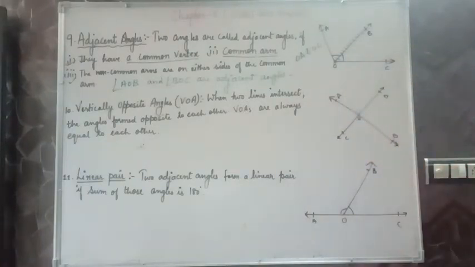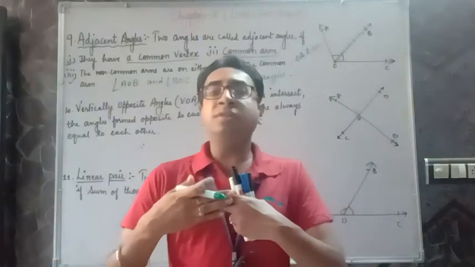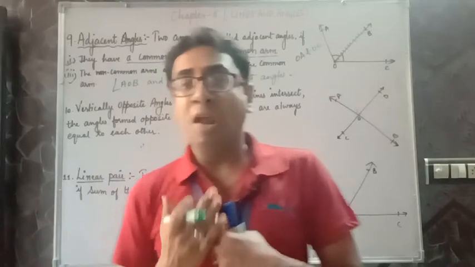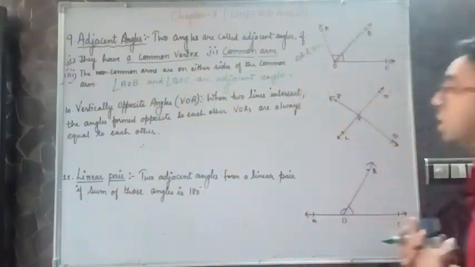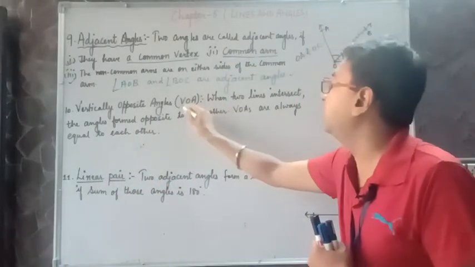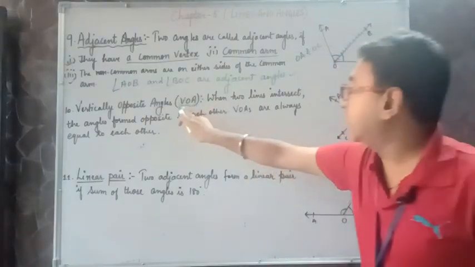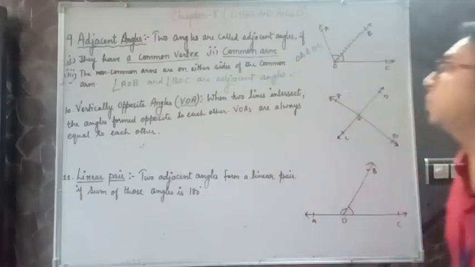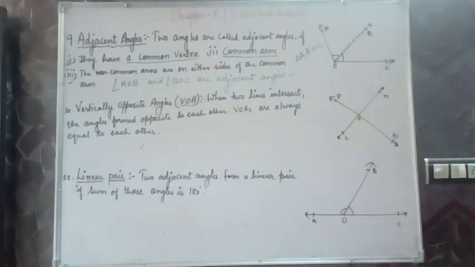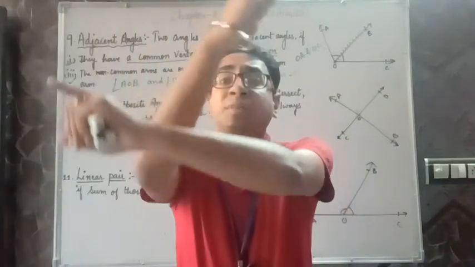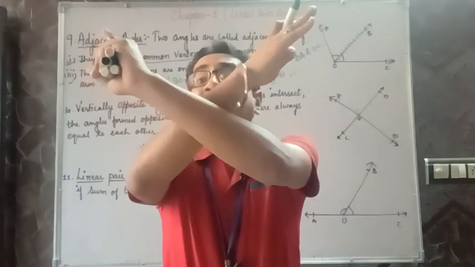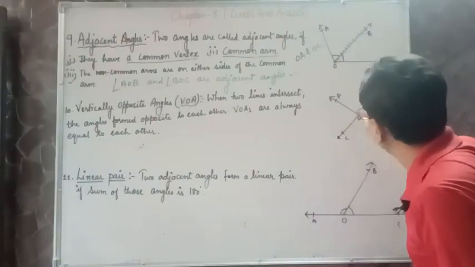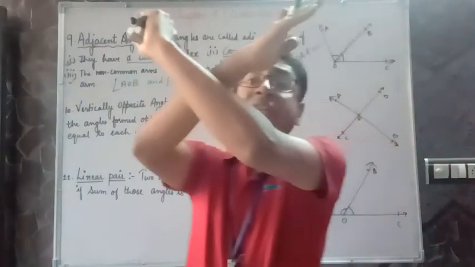Next, vertically opposite angles. If you are listening to me, you are directly vertically opposite to me. Vertically means almost 90 degrees. How do we represent vertically opposite angles? VOA: V stands for vertically, O stands for opposite, A stands for angle. When two lines intersect, what do you mean by intersect? Intersect means when they meet at a common point. This is the intersection point, point O. Intersect means when they cut each other.